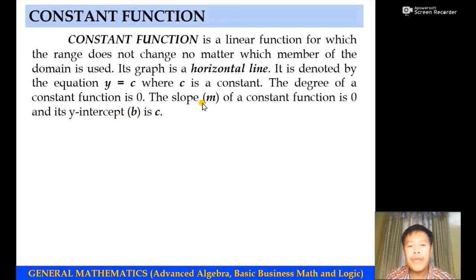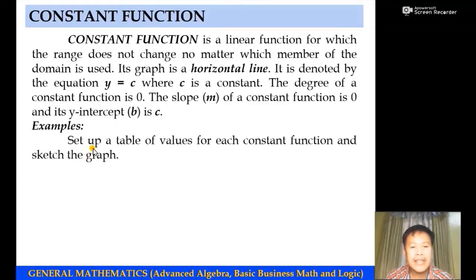Now, what do you mean by slope? Slope refers to the slant of a line. And when we say y-intercept, it is the ordinate of a point along the y-axis in which the abscissa is equal to 0. Now, we will proceed with the examples. The direction is to set up a table of values for each constant function and sketch the graph. We will proceed with problem number 1.